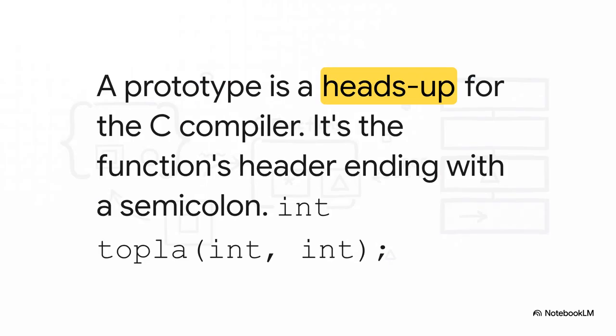You see, the thing about the C compiler is that it's a very literal assistant. It reads your code from top to bottom, one line at a time. So if you suddenly try to use a function it hasn't seen yet, it just panics. A prototype is basically just a little heads up you put at the top of your file. It's a promise that says, hey, don't worry, a function that looks like this is coming later on.